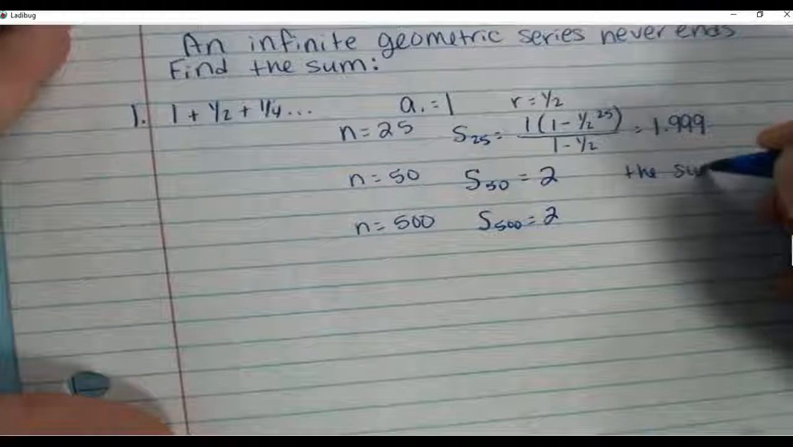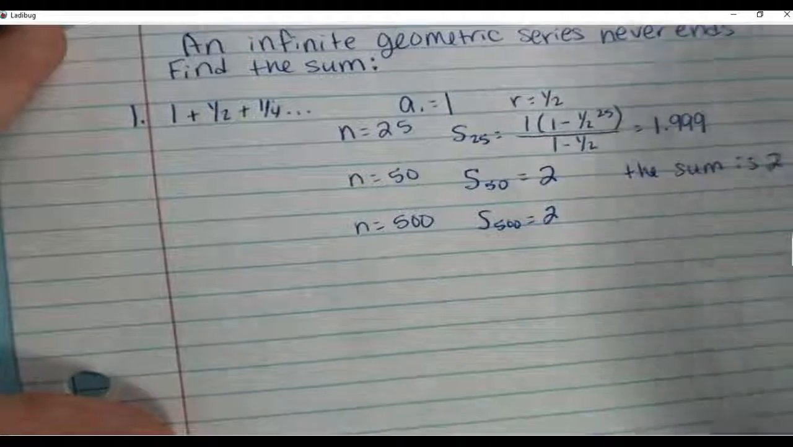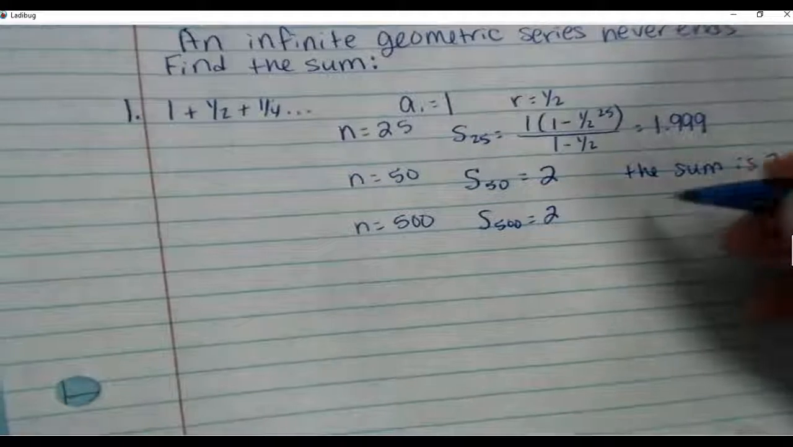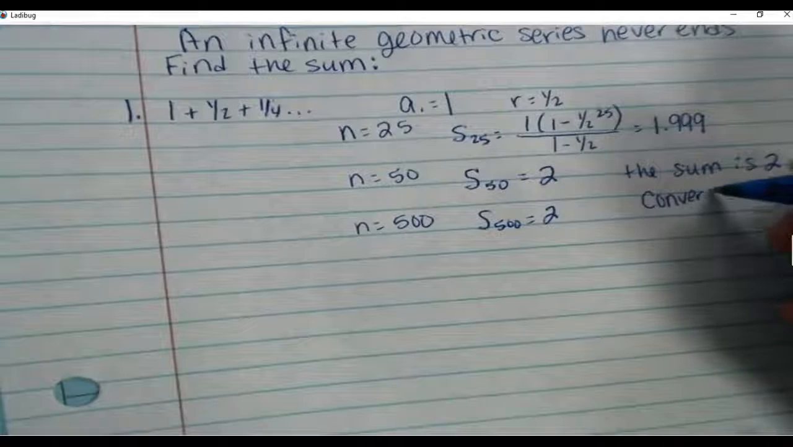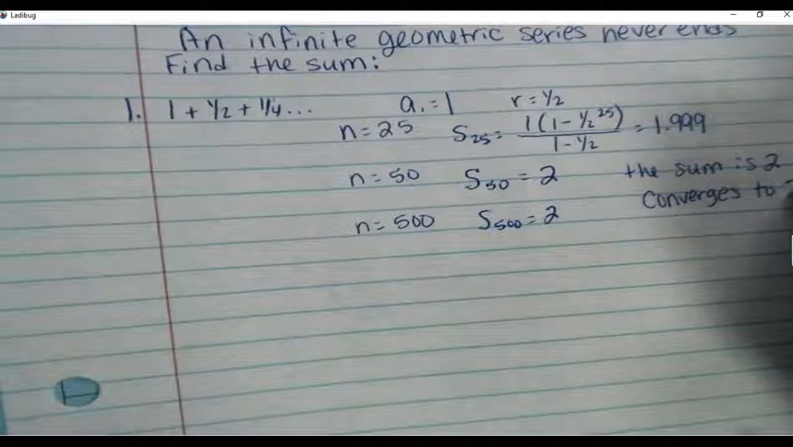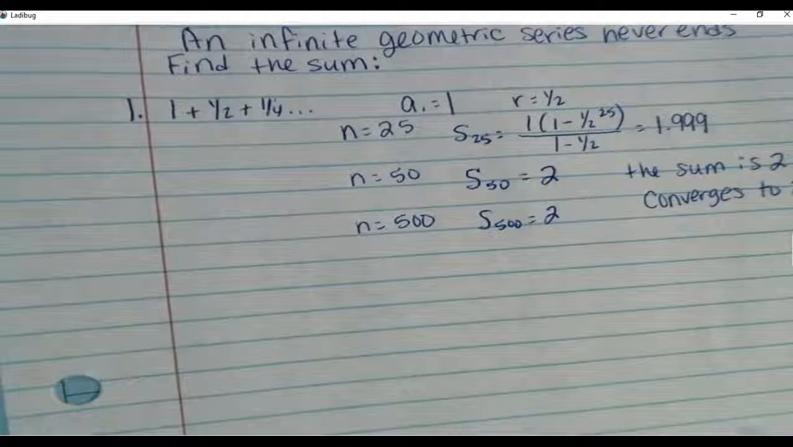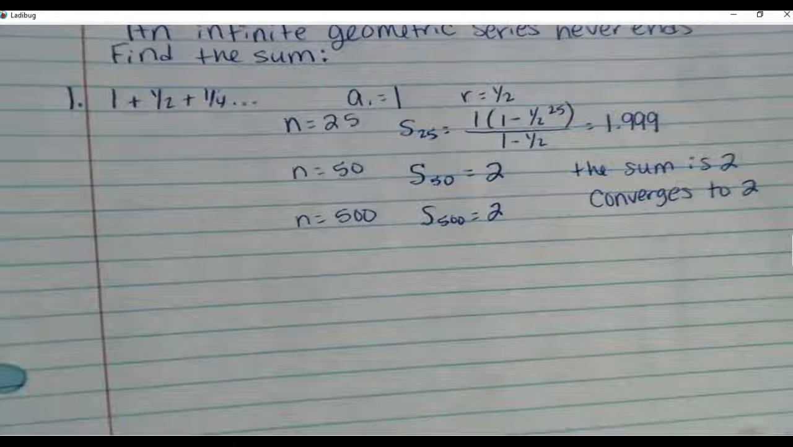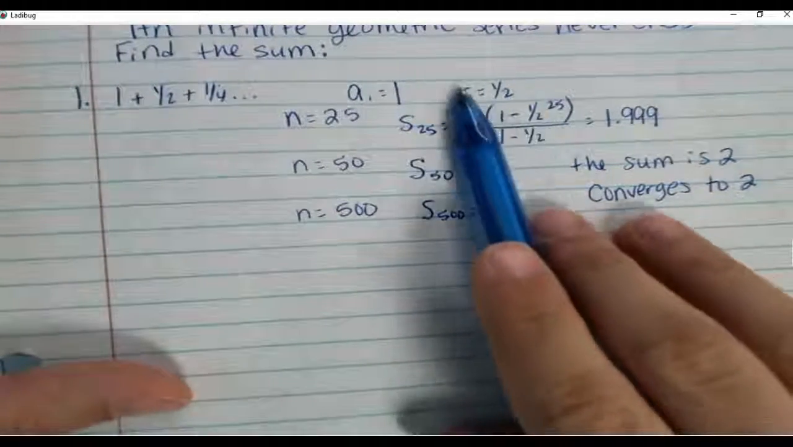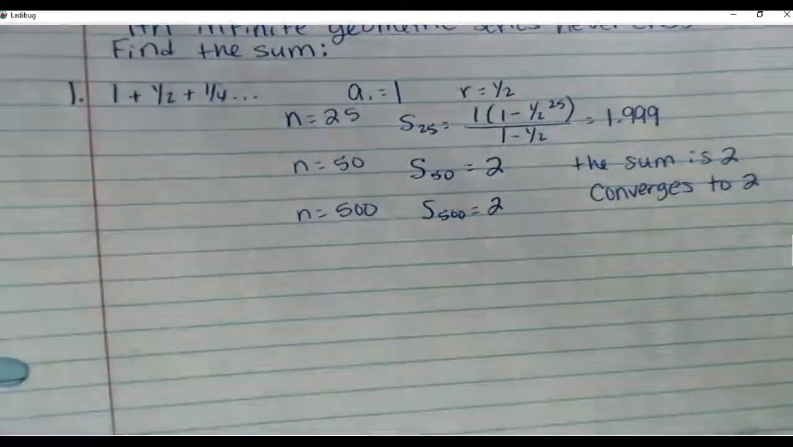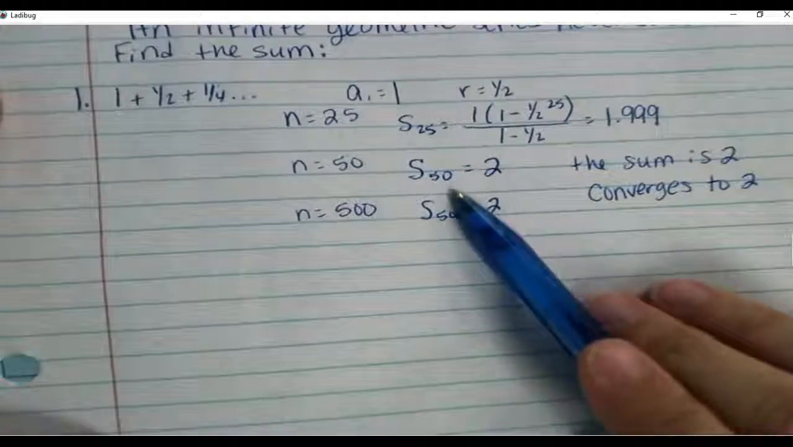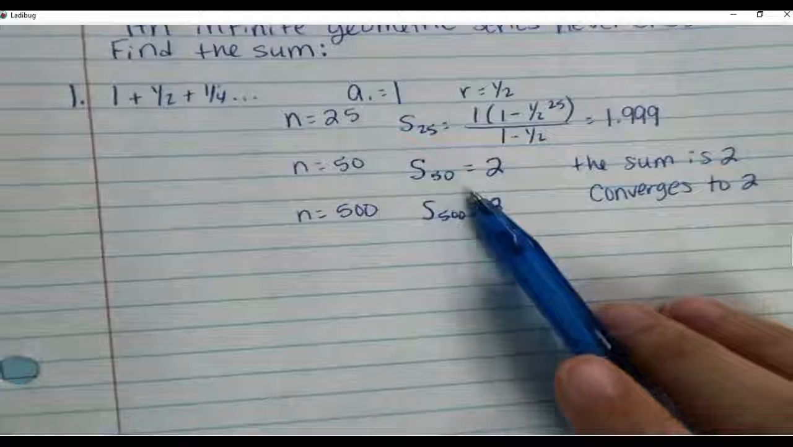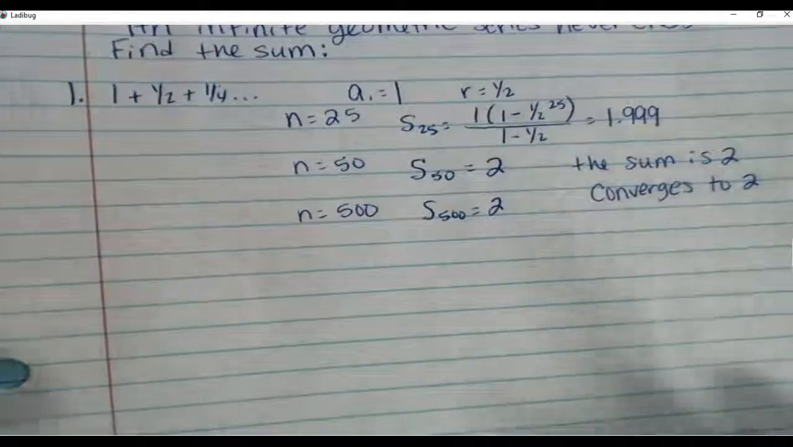So the sum is 2. Okay. You could also say it converges to 2. And so, like we just fixed a second ago, our r was 1/2, which is less than 1. So if it's less than 1, it's converging. So they're going to get closer and closer and closer to a number. In this one, that number is 2. Let's look at another one.